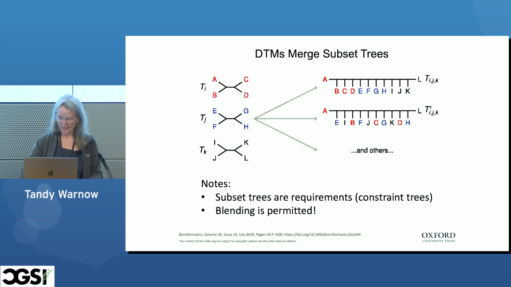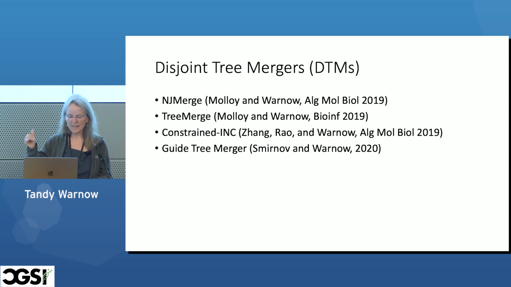it's fine. And there's been a sequence of methods. Erin did the first one, NJ merge, then she improved it to tree merge. And then Satish Rao and I and one of his students developed something called constrained inc. Inc means incremental. And then finally, a student of mine, Vlad Smirnov, developed something called the guide tree merger. Each of these methods has provable guarantees in terms of statistical consistency. But what's really bizarre is that the guide tree merger is good.